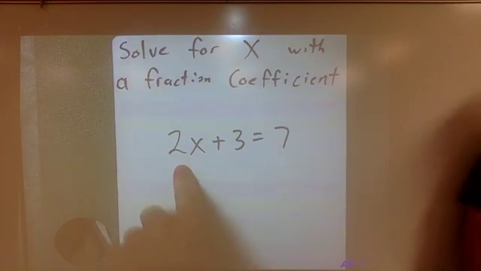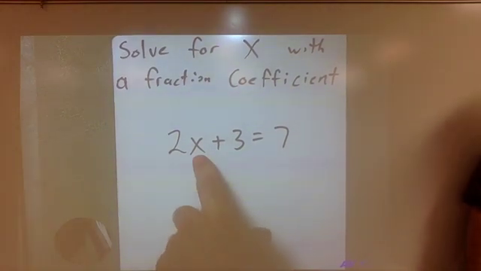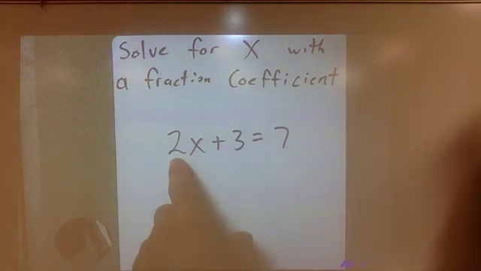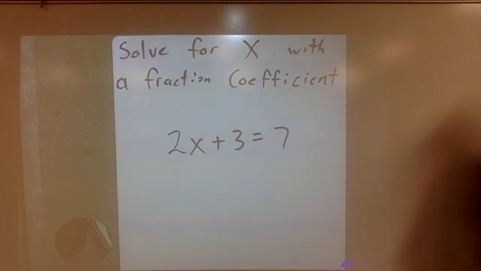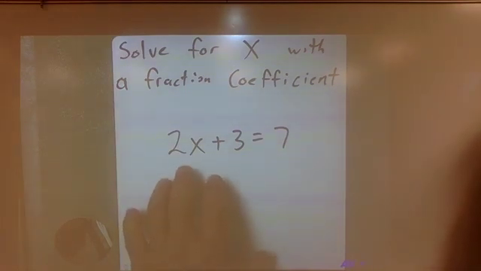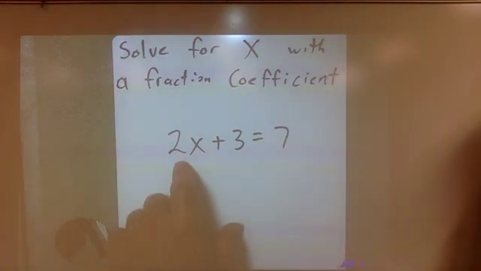2 is the coefficient. The number in front of the variable is the coefficient. The variable is the letter. So 2 is the coefficient. So today, in your problems in the do section, that's going to be your assignment, is you're going to have to solve equations that look like this, but that 2 is actually going to be a fraction. It's not going to be a whole number.